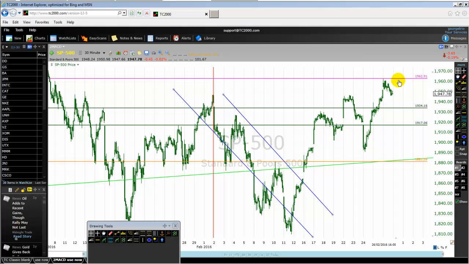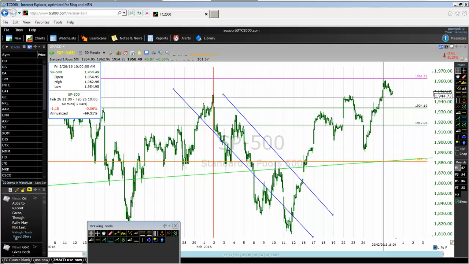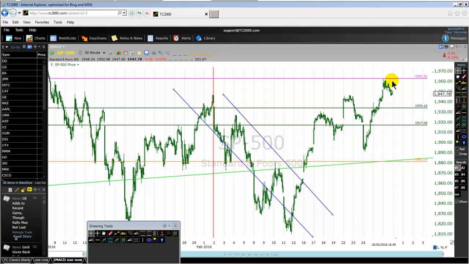We know that this is a very important level, 1962. I know, because it's my own proprietary trading tool. This is not part of the TST trading system. Don't buy the TST system because of this, but you can contact me. This level is a very important level, and price hit it.